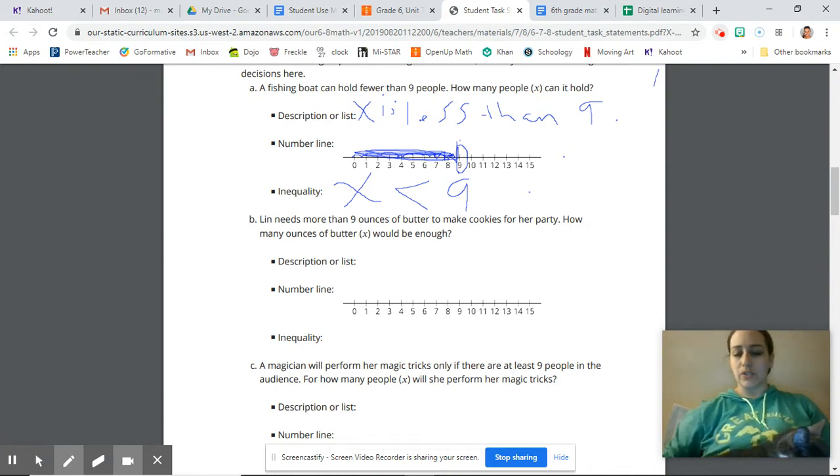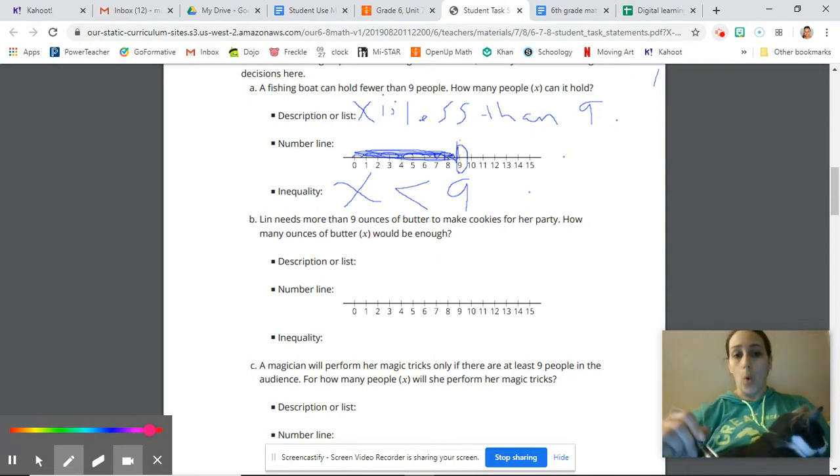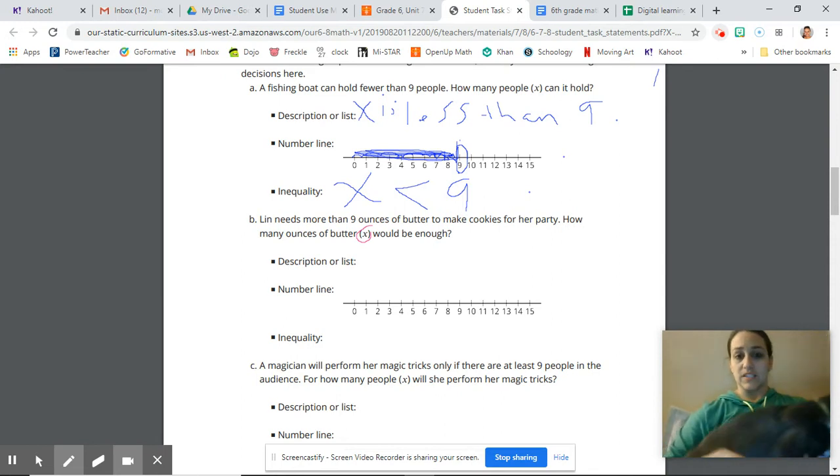So we're going to try and do that same process over again, but we're going to do that now with Lynn. Lynn needs more than 9 ounces of butter to make cookies. More than 9. 9's not enough. Could be 10, could be 11, could be lots of things, but more than 9. So description, word-wise, again, we're using X to represent our ounces of butter.